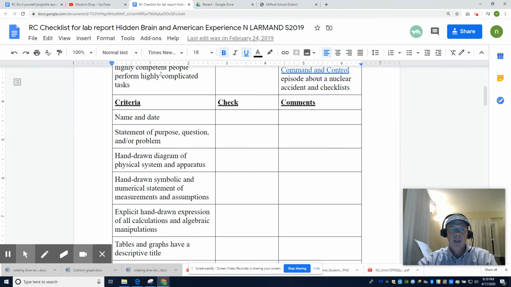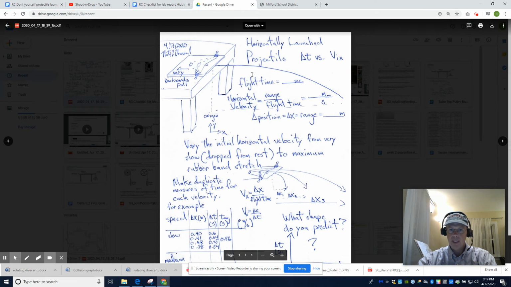Then, after you draw the diagram, you want a hand-drawn symbolic and numerical statement of measurements and assumptions. So I don't have the numbers yet, but this is sort of like fill in the blank. How many seconds does it take from launch to impact? How far does it go? What's the change in horizontal position?